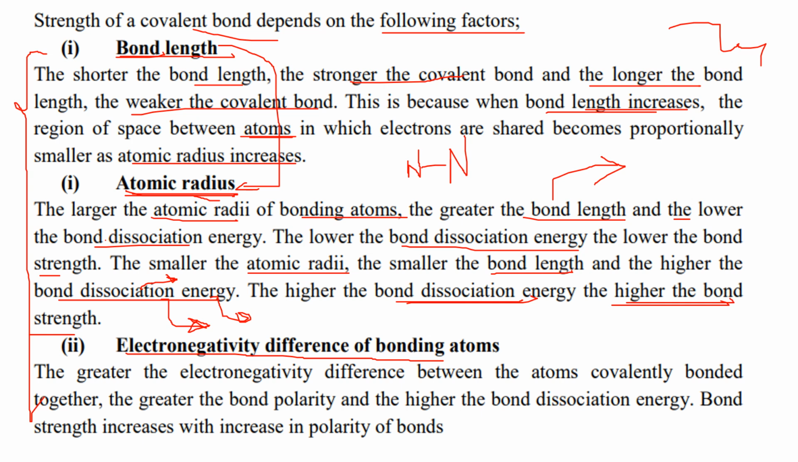Now let's look at the last factor, which is going to be the electronegativity difference of the bonding atoms. And we're going to be saying that here, the greater the electronegativity difference between the bonding atoms, or the atoms that are covalently bonded, the greater the bond polarity, and the higher the bond dissociation energy. Now, bond strength increases with increase in polarity of bonds.